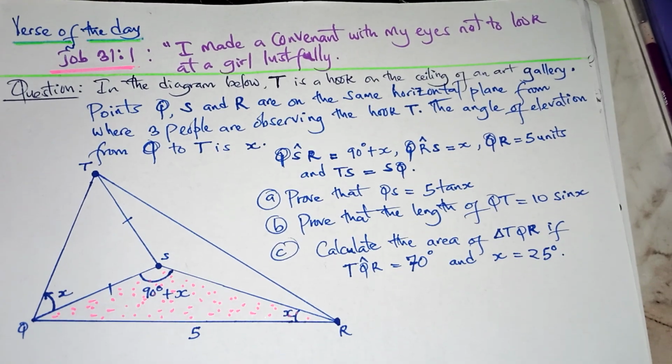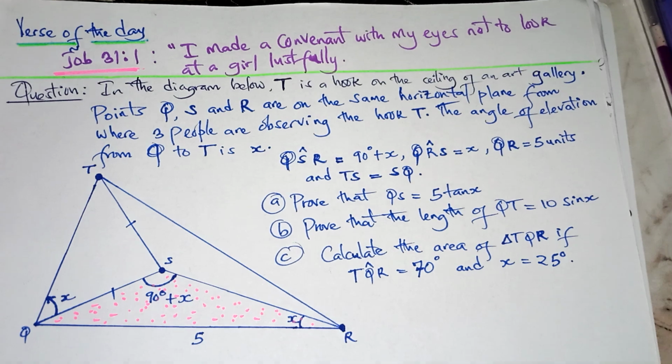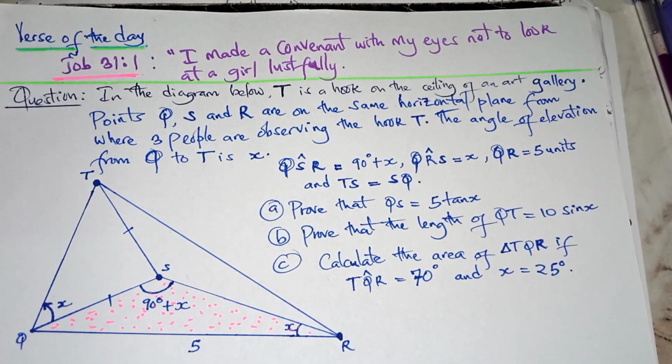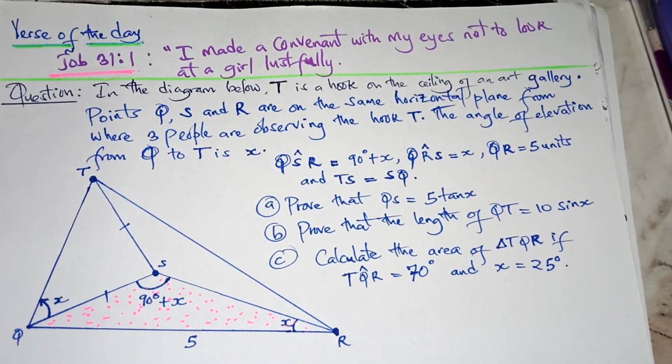Let's start with the verse of the day. It comes from Job 31 verse 1. It says that I made a covenant with my eyes not to look at a girl lustfully. Amen.